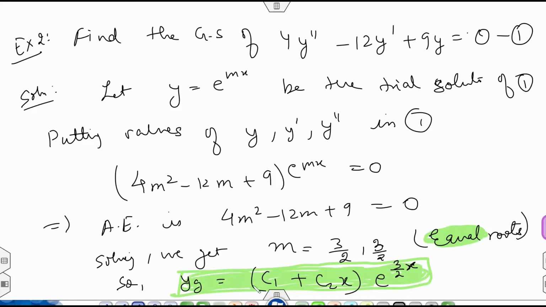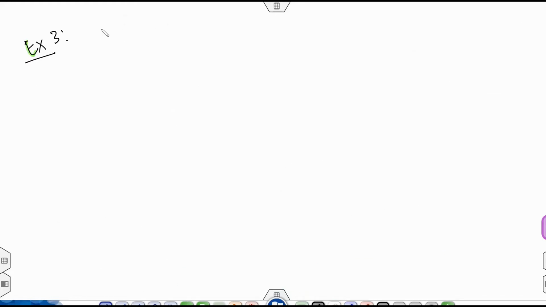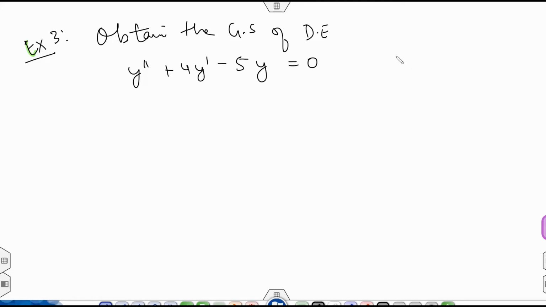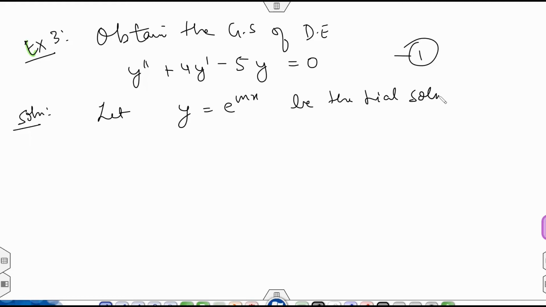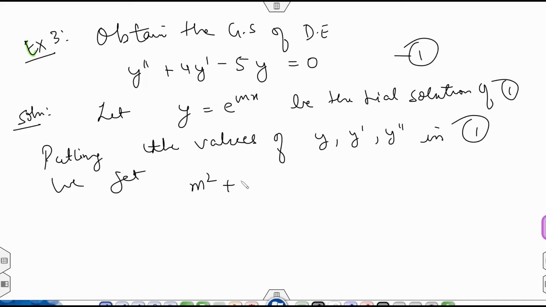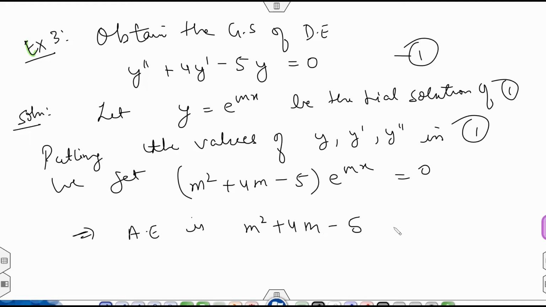Now we will do one more example for case 1. Obtain the general solution of the differential equation y double dash plus 4y dash minus 5y equal to 0. So let us see. Here again we will let y equal to e to the power mx be the trial solution. Then putting the values of y dash and y double dash, what will you get? m square plus 4m minus 5, into e to the power mx, is equal to 0. This implies that your auxiliary equation is m square plus 4m minus 5 equal to 0.